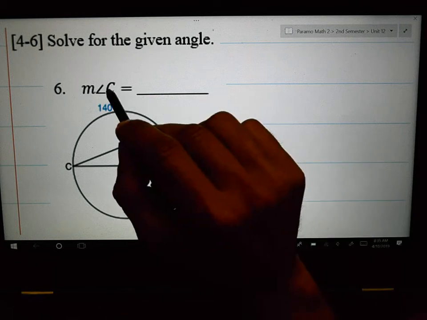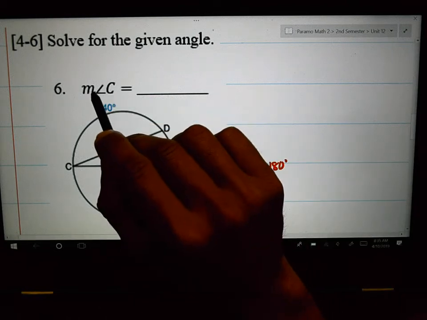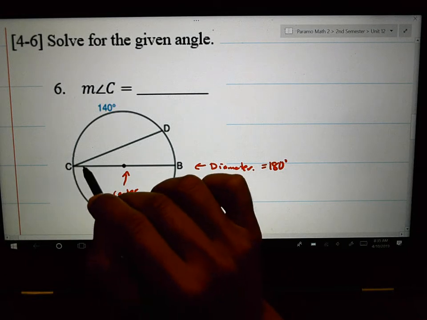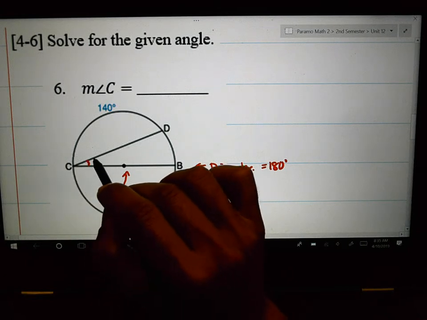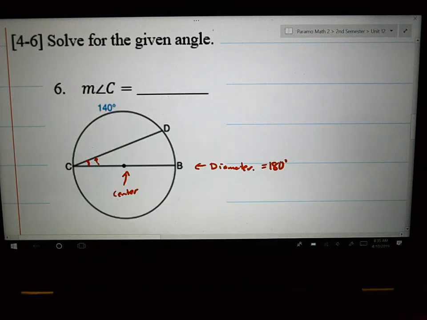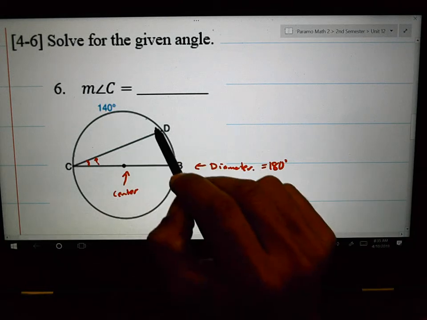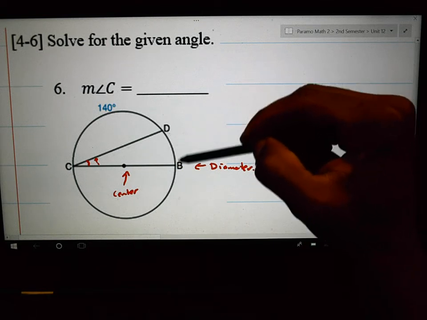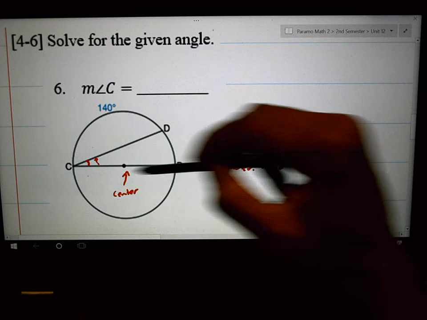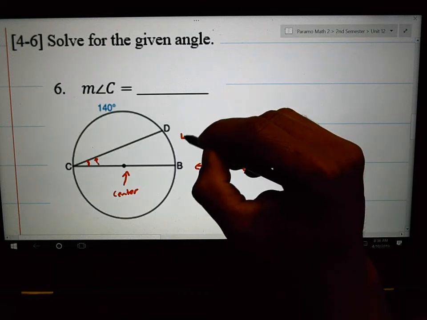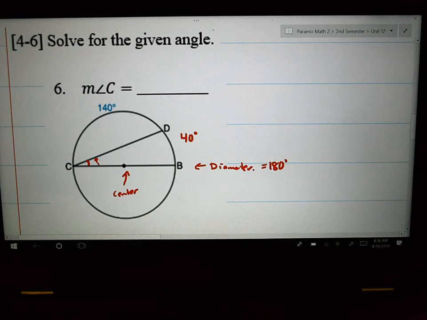Now they're asking for the measure. M stands for measure of angle C. When you see C like this, they're saying, what is this? That's the question. What is this angle with the vertex being C? Well, they gave you that this arc is 140. I bet you could figure out what arc DB would be. Since this is a diameter, you know that whole thing's 180. This arc DB should be 40 degrees. Got to do that first.